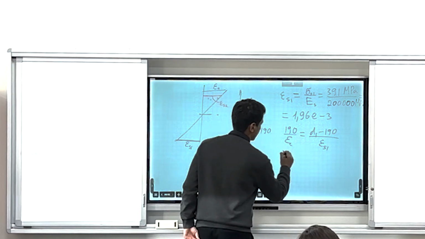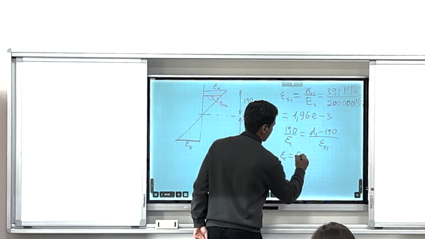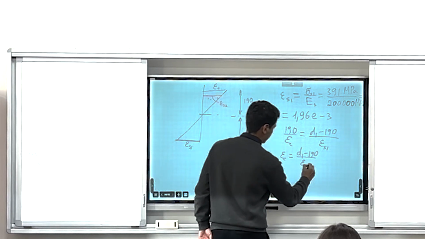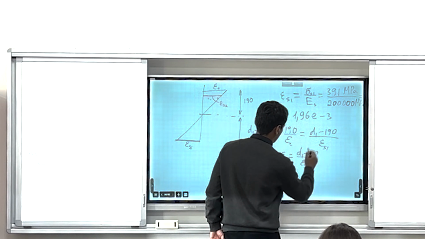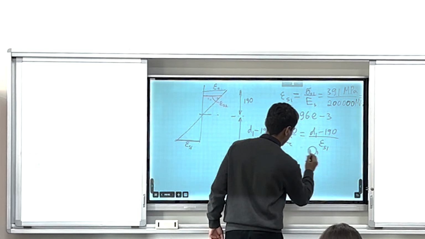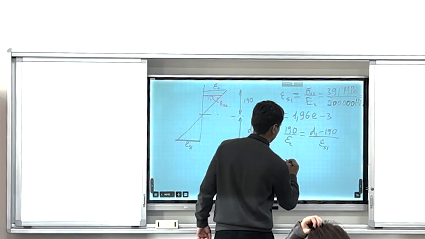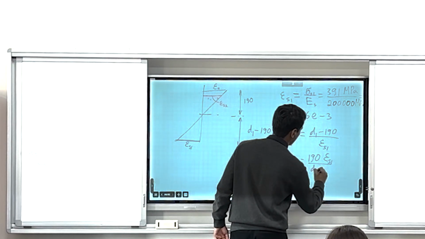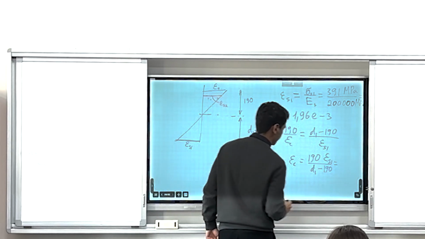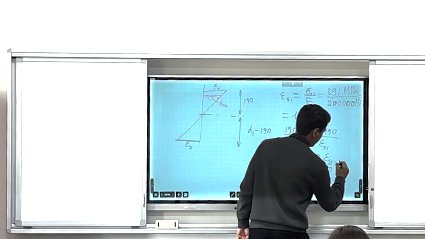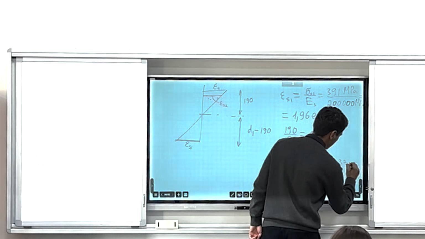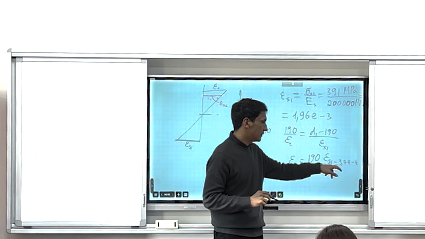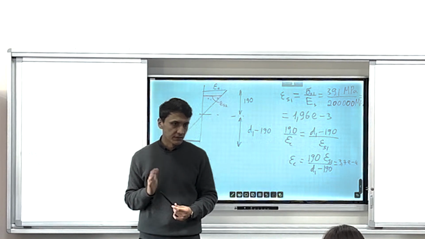So now let's find epsilon c, which is equal to 190 times epsilon s1 divided by d1 minus 190. That gives 3.77 times 10 to the power minus 4. So please note that this will be minus because you have compression.